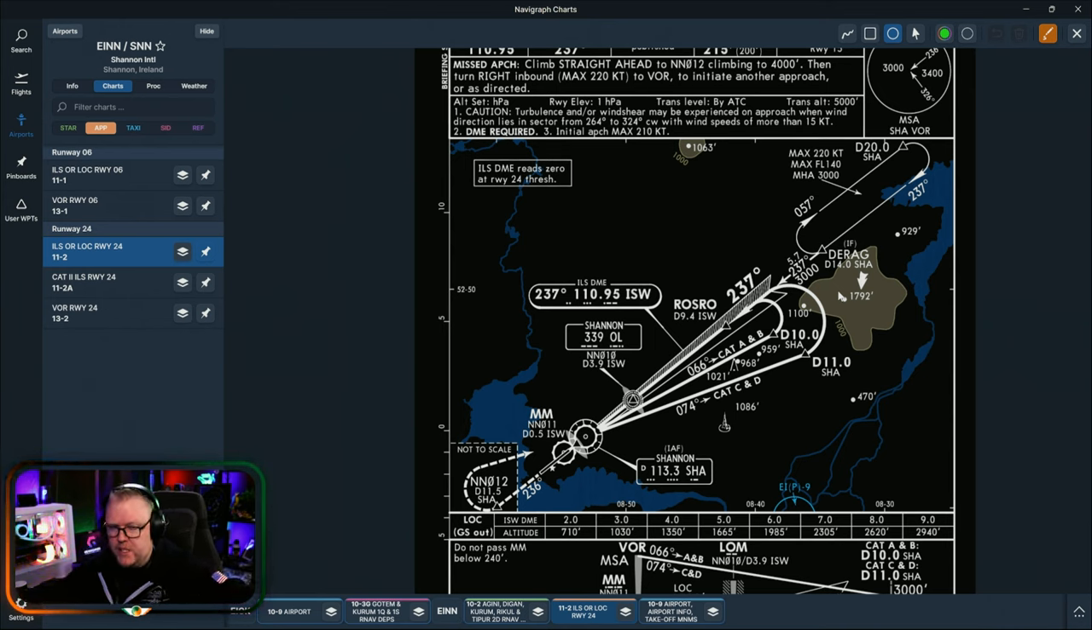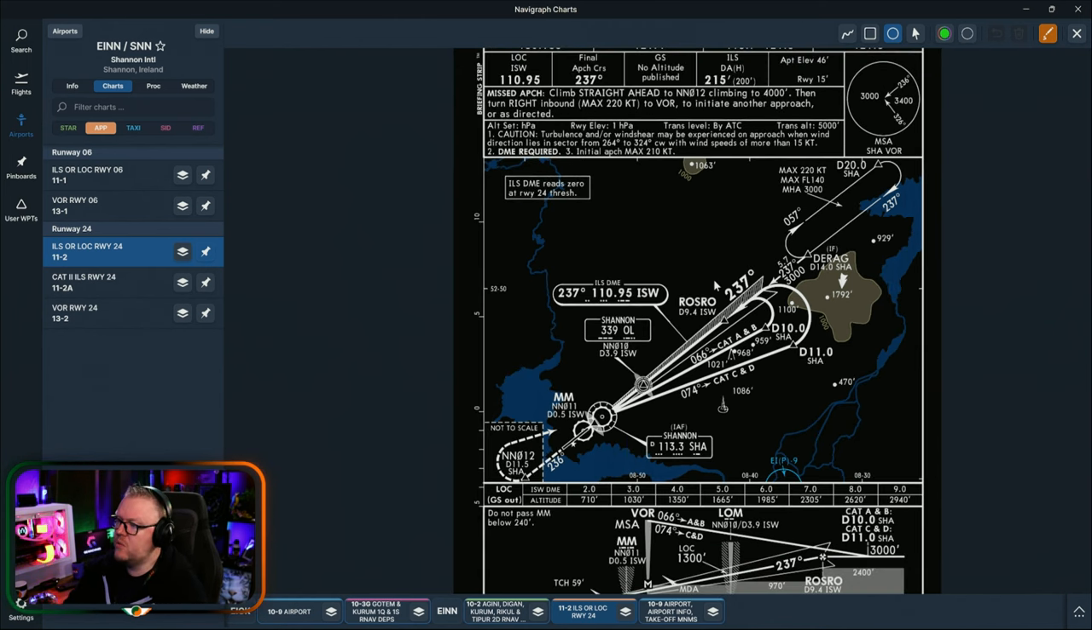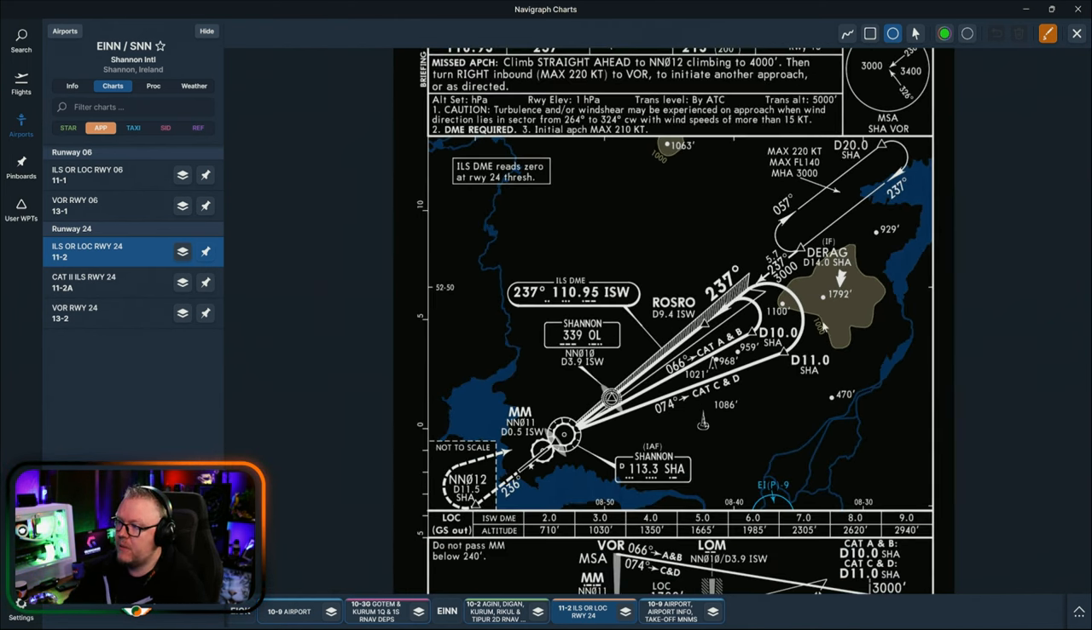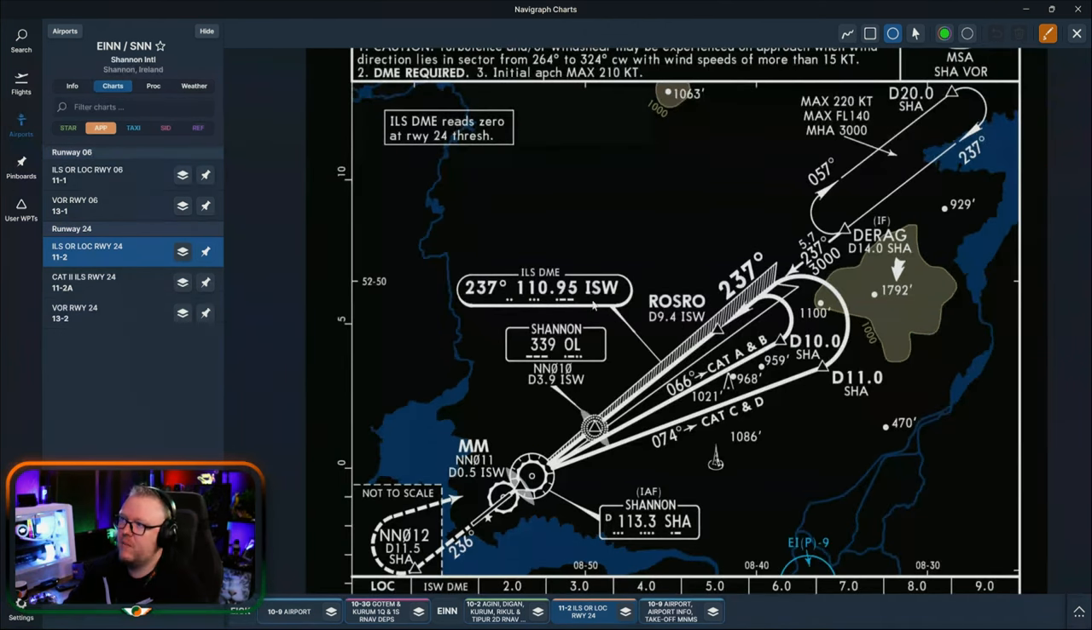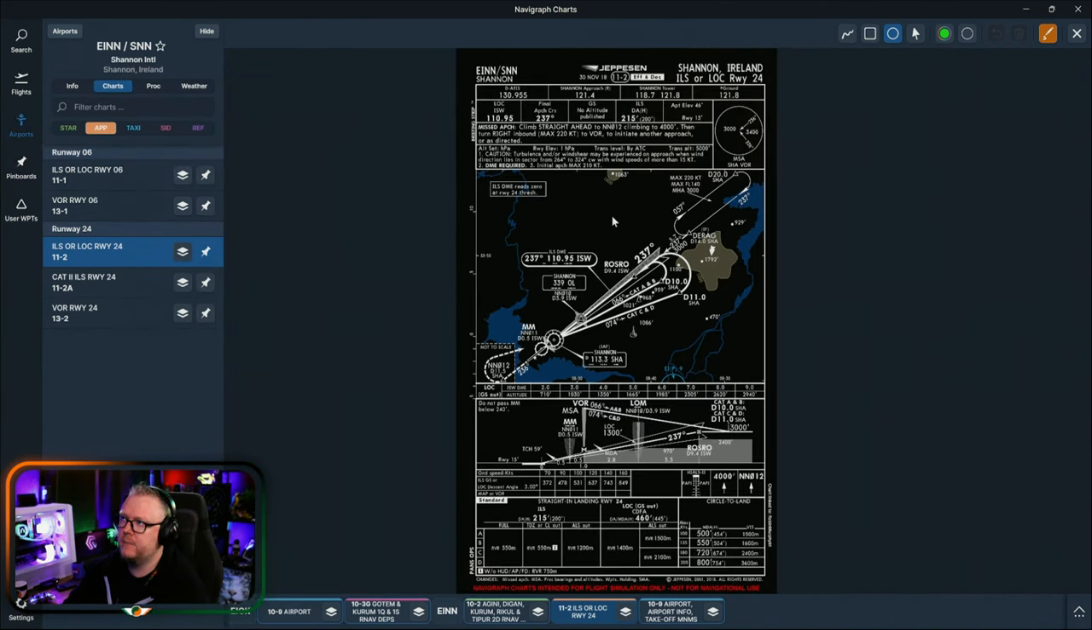For Shannon, we don't need to worry about this just yet. For other airports, we'll look into it. Just to be aware of that as well. All right? So we're doing well so far. Grand. This is what the approach plate looks like. This is our approach for runway 24. And again, we've seen this already, the missed approach was there.